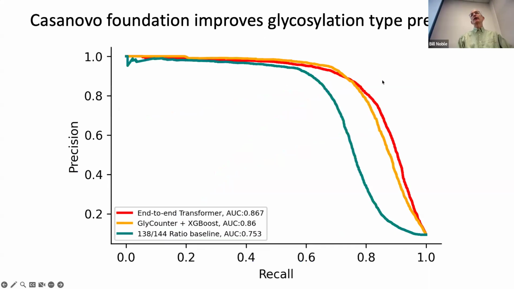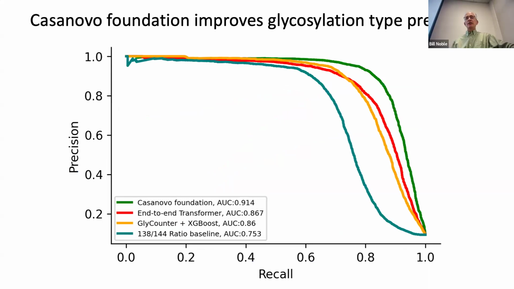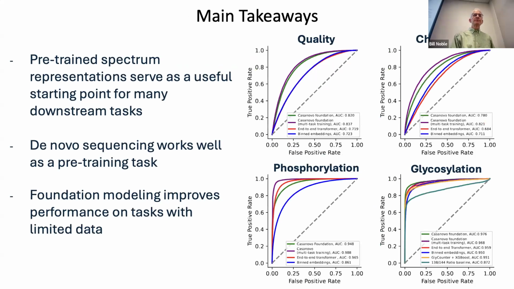So going back to the glycosylation task for Nick Riley's lab, the idea is that now we've got a green line here that boosts the performance on this particular task by a fair bit just by using this pre-training stage prior to training the model.